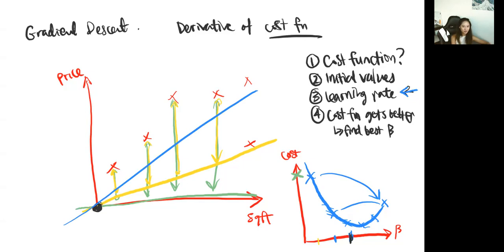Does anyone have any questions or thoughts about this process? Because this is pretty much the basis of machine learning. The fact that it slowly corrects itself such that it lowers the cost function or lowers its error as much as possible.